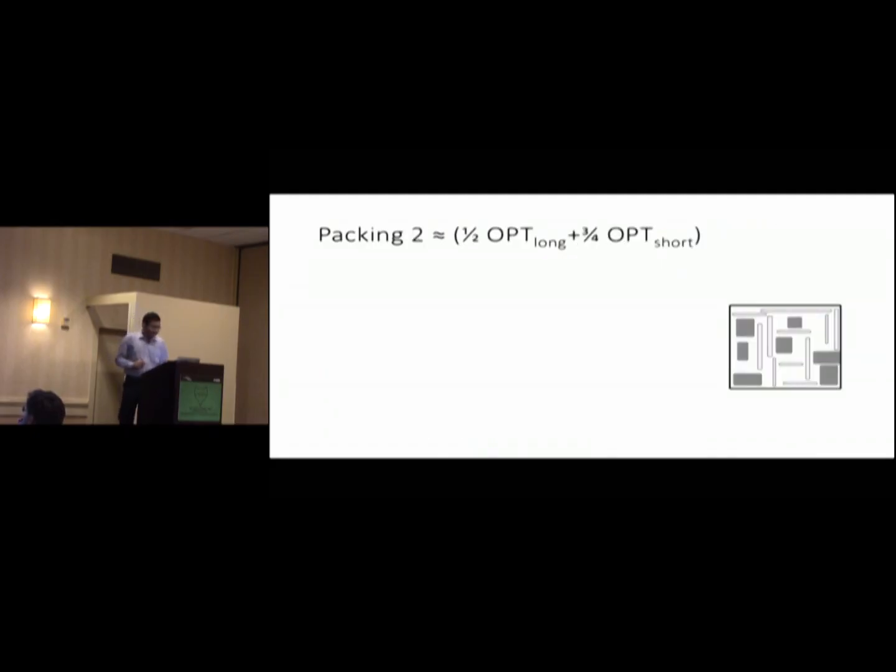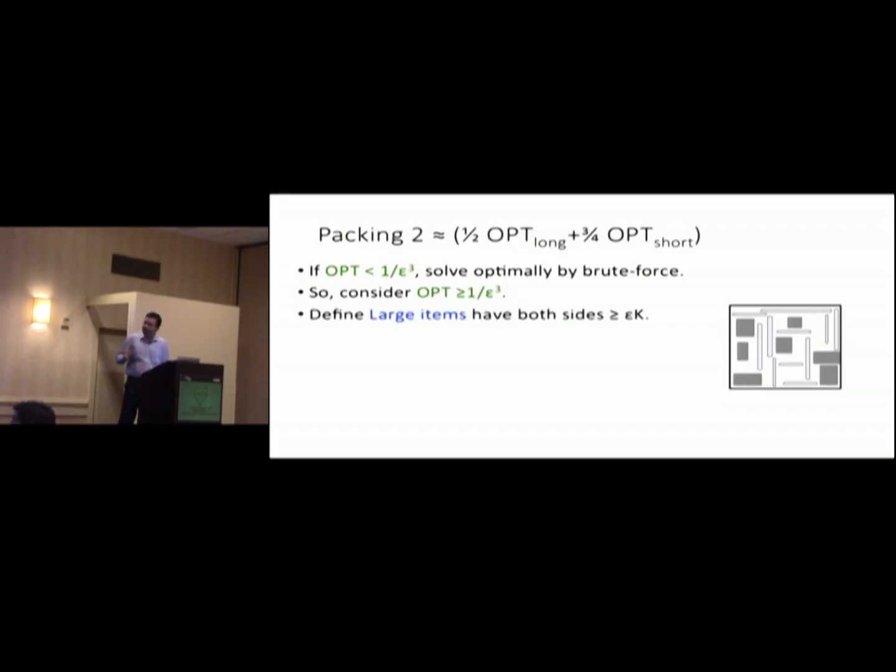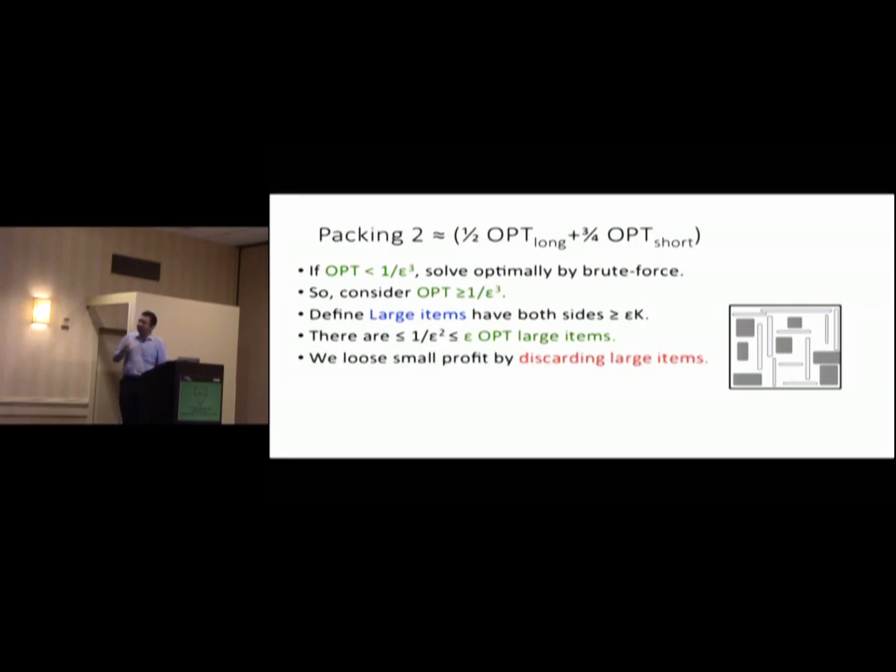In the second packing, observe that if OPT is small, then we can just enumerate by brute force and solve the problem optimally. So we can consider OPT to be large, and we define large items as those which have both sides more than epsilon k. There are at most 1/epsilon² such items, and as OPT is large, they are only a small fraction of OPT. So if we discard all large items, we lose a very small amount of profit. Here, the dark gray rectangles are the large items. We discard them, and then all items have either height less than epsilon k or width less than epsilon k.